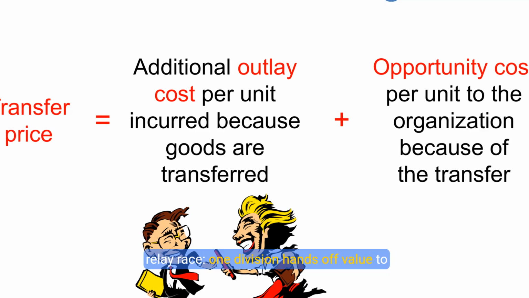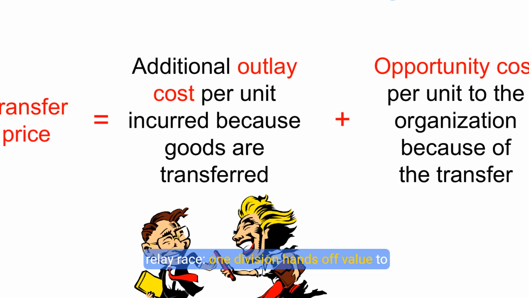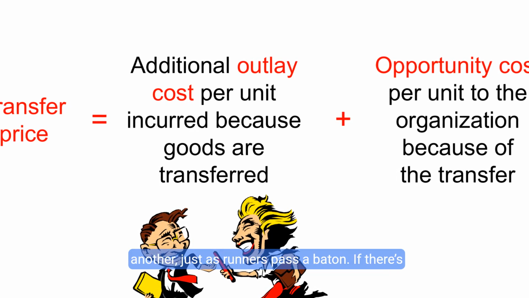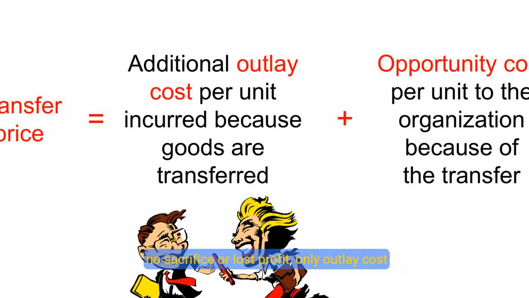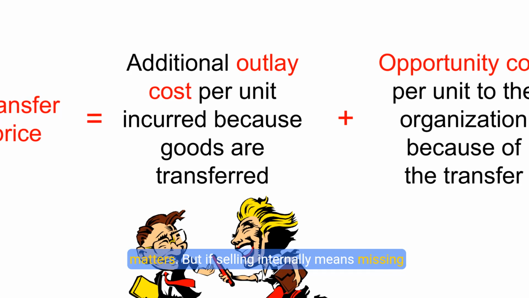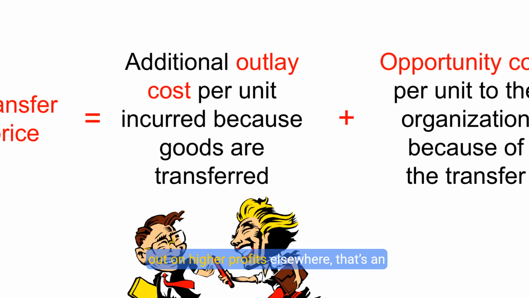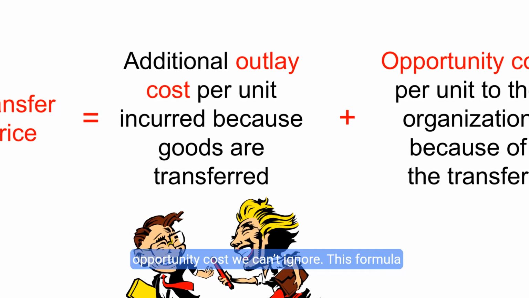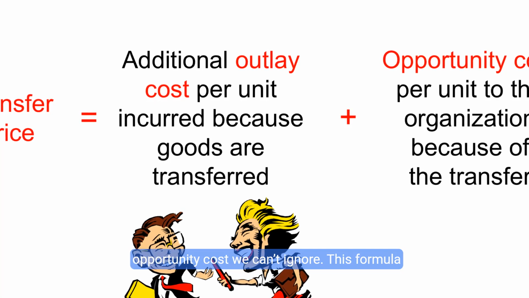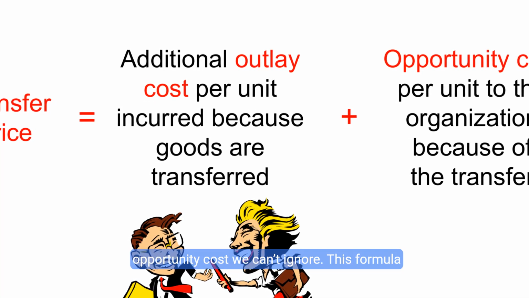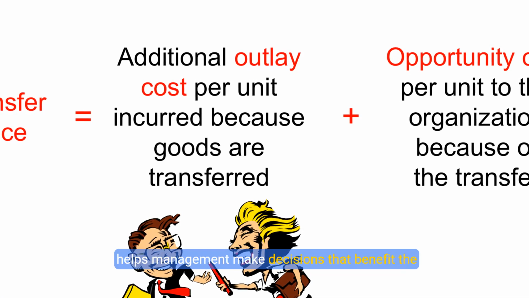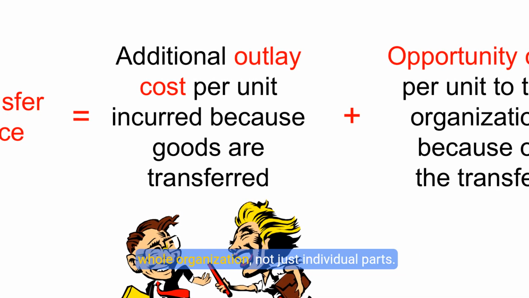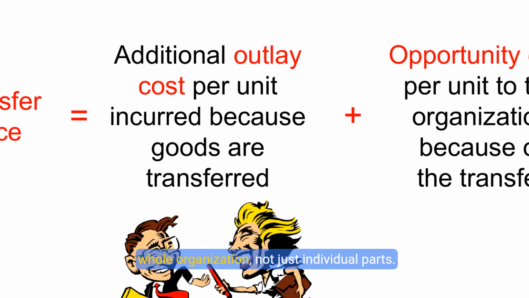Imagine this like a relay race. One division hands off value to another, just as runners pass a baton. If there's no sacrifice or lost profit, only outlay cost matters. But if selling internally means missing out on higher profits elsewhere, that's an opportunity cost we can't ignore. This formula ensures both divisions' interests are aligned and helps management make decisions that benefit the whole organization, not just individual parts.